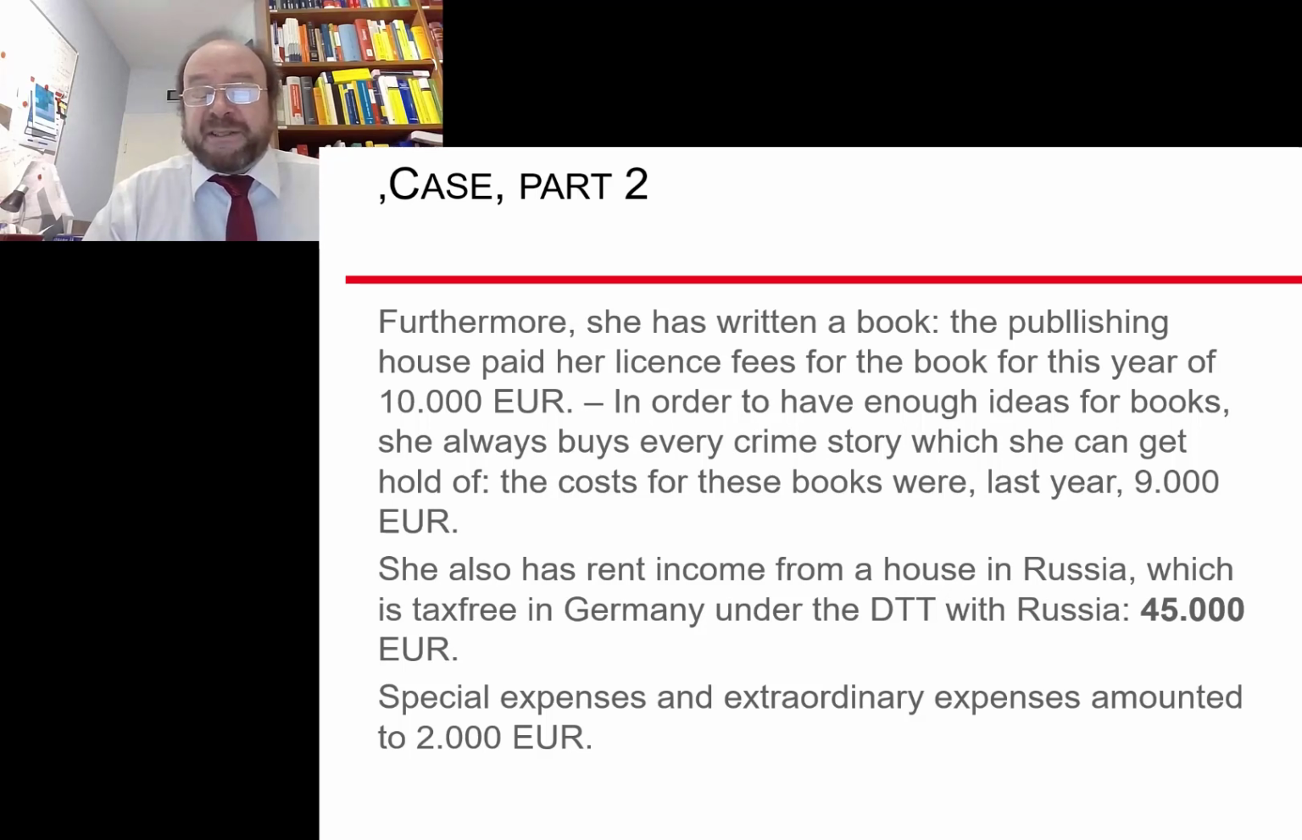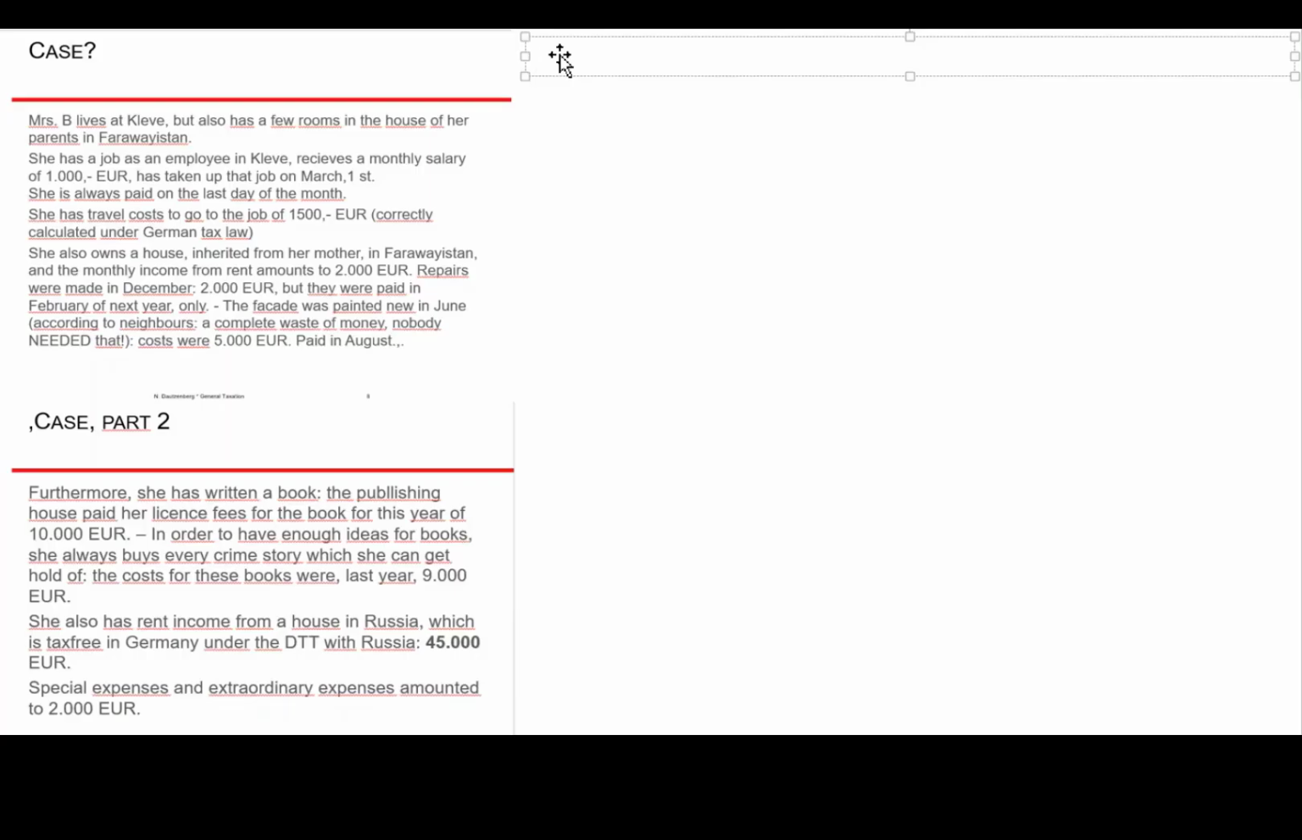45,000 euro, and she has special expenses and extraordinary expenses amounting to 2,000 euro, which is rather a small amount. Okay, let's think how we should deal with that, ladies and gentlemen. Now, this is the case again, presented in a small fashion. Our solution now, let's start first.